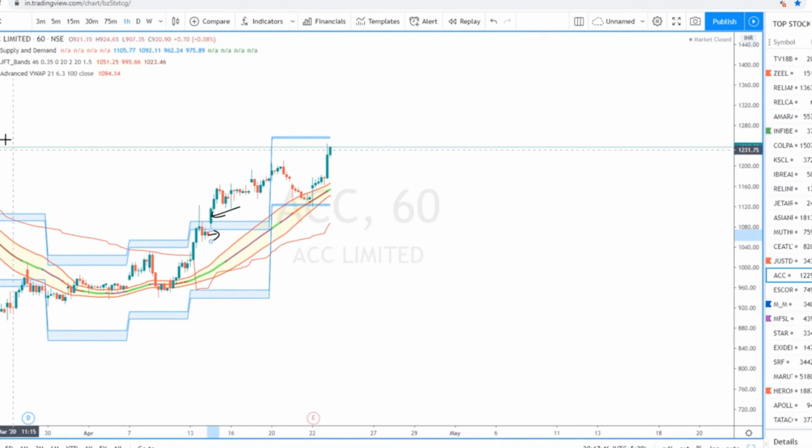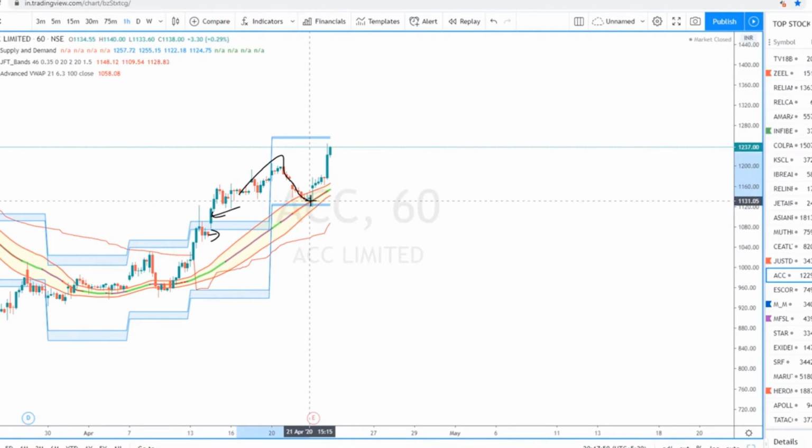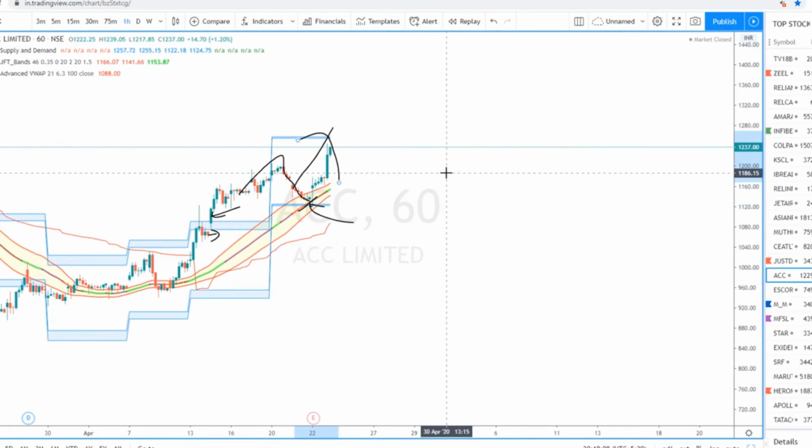Next, what happened? Look at the confluence. Beautiful. It has gone up and then come down, and this is where you should enter. Confluence is the best way, guys, to make money. It has taken support in both the JFT bands and the weekly zone, that is the A2 zones. So it has gone up, an easy way to make money.